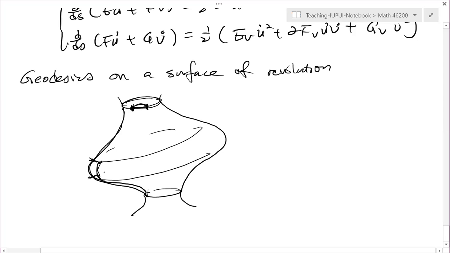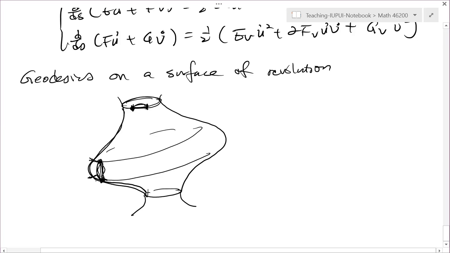By the symmetry of this surface, if those 2 points are close enough, it's not easy to see, but you cannot find a shorter path that joins those 2 points, okay? You cannot find a short path joining those 2 points.